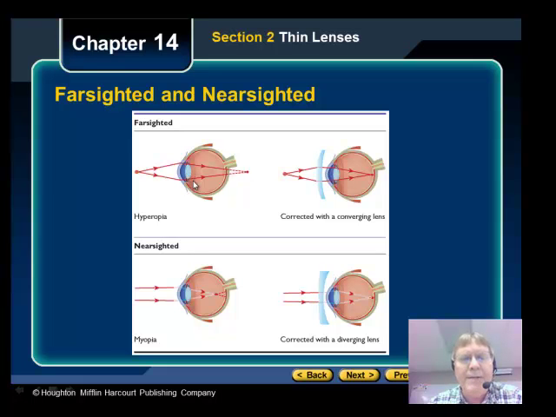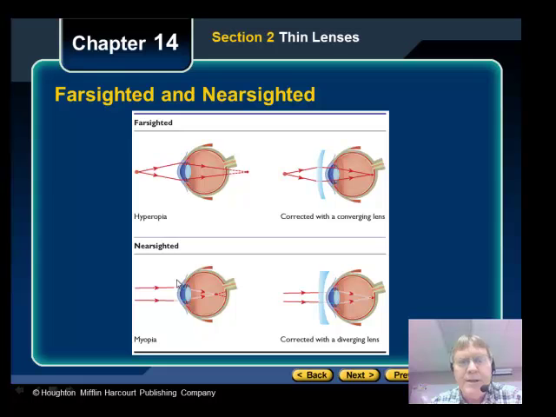Usually people that have this condition have very acute vision for distant objects, but for objects close up, they need some help. And so this can be corrected using a converging lens, which causes the rays of light to converge a little bit before they enter the eye, and then the lens further brings those to focus on the retina. So a converging lens helps farsightedness.